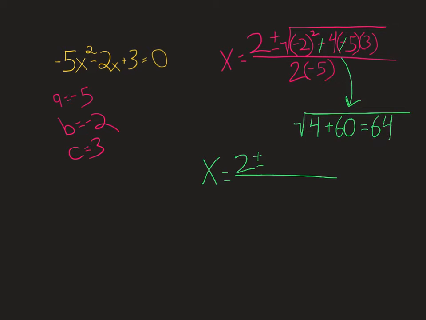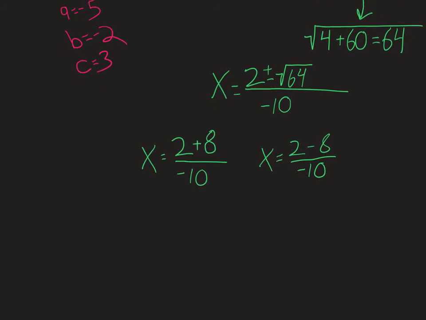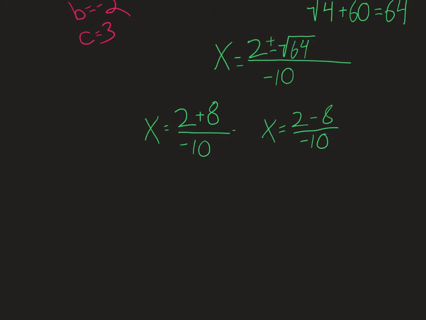Okay, plus or minus the square root of 64. 2 times negative 5, negative 10. And so we'll split it. 2 plus 8, right? Square root of 64 is 8. And 2 minus 8. 2 plus 8 is 10, and it almost works out to whole numbers. It does, that's crazy. 10 over negative 10, so we've got x equals negative 1.